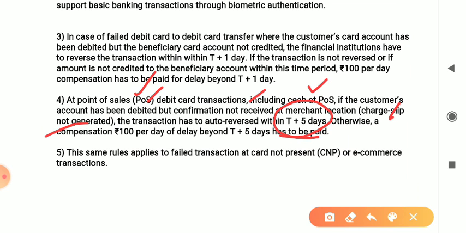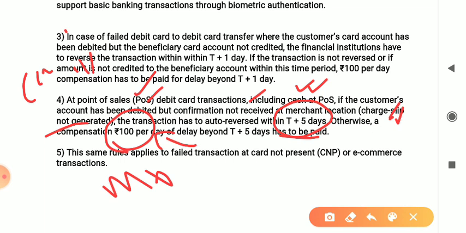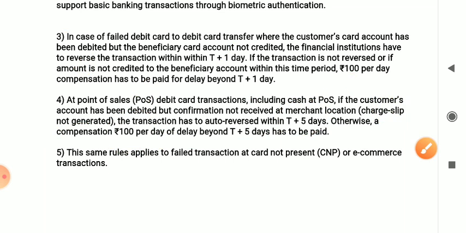अगर एट द पॉइंट ऑफ सेल मतलब POS के केस में डेबिट कार्ड ट्रांजेक्शन इंक्लूडिंग कैश एट द POS, इफ द कस्टमर्स अकाउंट हैज़ बीन डेबिटेड, कस्टमर का अकाउंट डेबिट हो गया बट मर्चेंट को कंफर्मेशन नहीं मिला, चार्ज स्लिप नॉट जनरेटेड, तो इस केस में द ट्रांजेक्शन हैज़ टू बी ऑटो रिवर्स्ड T+5 days के अंदर. अदरवाइज ए कंपनसेशन ऑफ 100 पर डे बियॉन्ड T+5 days हैज़ टू बी पेड. सो POS के केस में आपका है T+5 day, अदरवाइज 100, इन ऑल केसेस 100, बट आपका डेबिट कार्ड टू डेबिट कार्ड केस में T+1 days.